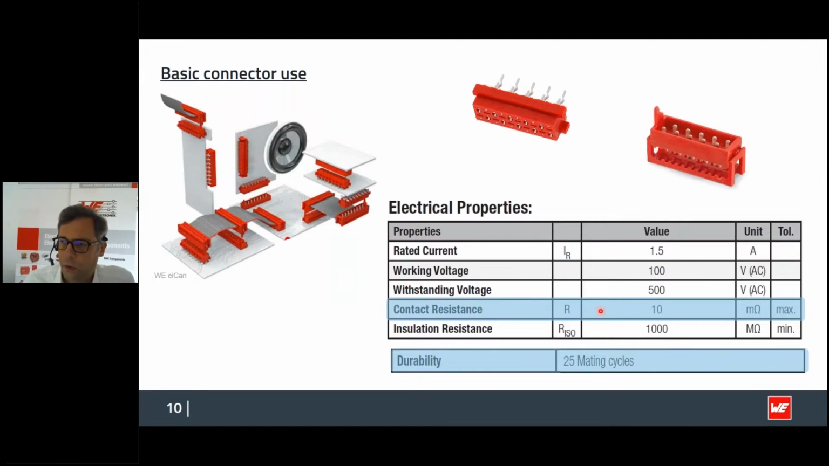Here is an example of one of our connectors, which is called the mini module series. The defined contact resistance is 10 milliohm. In this case, the value always given in the data sheet is the contact resistance after the defined durability or mating cycles. That means in this case, 25 mating cycles are applied. You've got some contacts which scratch over each other during those mating cycles. You've got a normal, slight increase of the contact resistance.